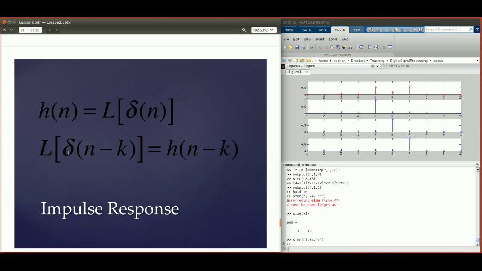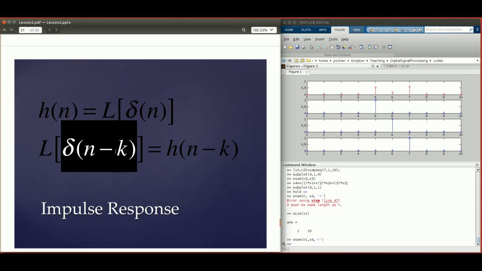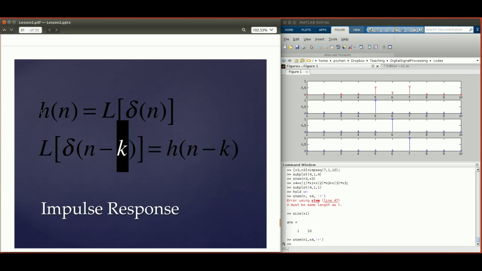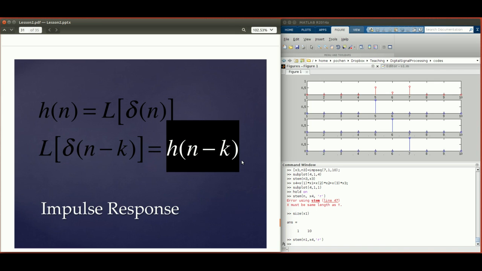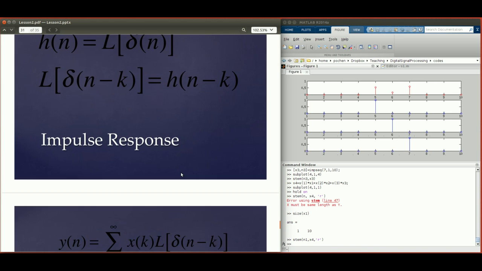So if the system is time invariant, what does it mean? If you shift the delta pulse by a certain amount k, then the output is still going to be H. It's going to have the same shape, but it's going to be shifted by exactly the same amount k. That's the consequence of assuming that the system is time invariant. It doesn't change with time. So that's what we call a time invariant system, right?